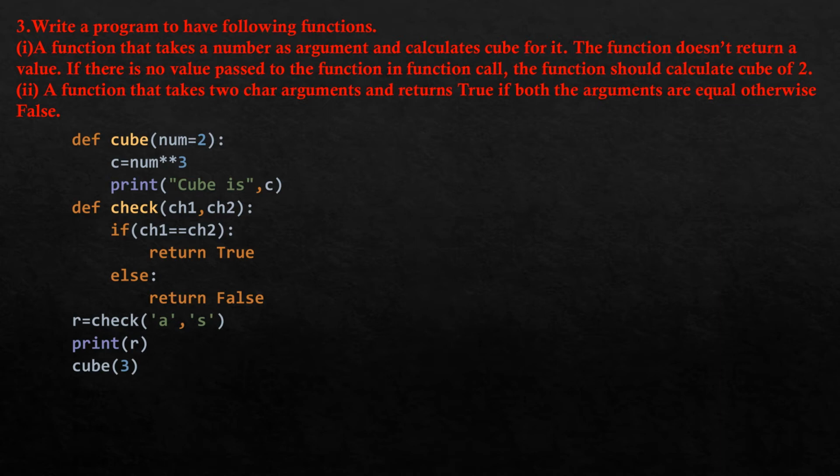Now while calling the functions, for the first function, check, we have provided two characters which are different from each other. Let's see what it prints, and again we have called the cube function where we have passed the value as 3, and let's see the output. When you run the program, the first print statement is printing false. Why? Because the two characters entered are not equal, not the same, so it is returning false. And cube of 3 is 27.